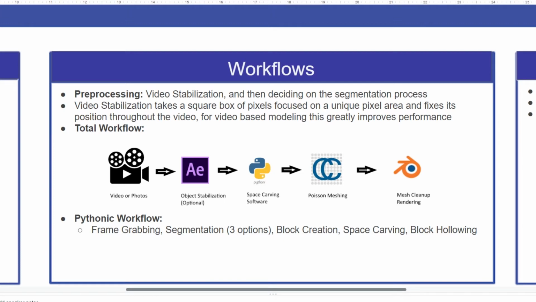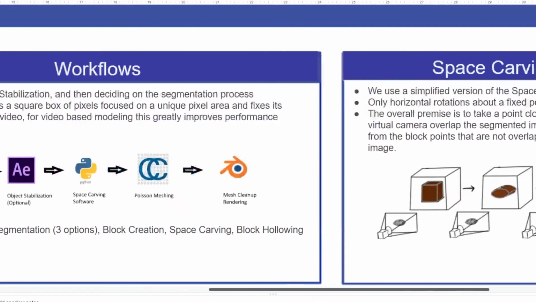Within the Python workflow itself, we have frame grabbing, which is where we take the frames from the video. Then we have segmentation, for which we give the user 3 different options. We'll go over this later. And then we have the block creation, the space carving, and the block hollowing. Now these 3 parts seem a little bizarre right now, but we're going to go over it in a little bit. So first, here is a basic overview of the space carving.